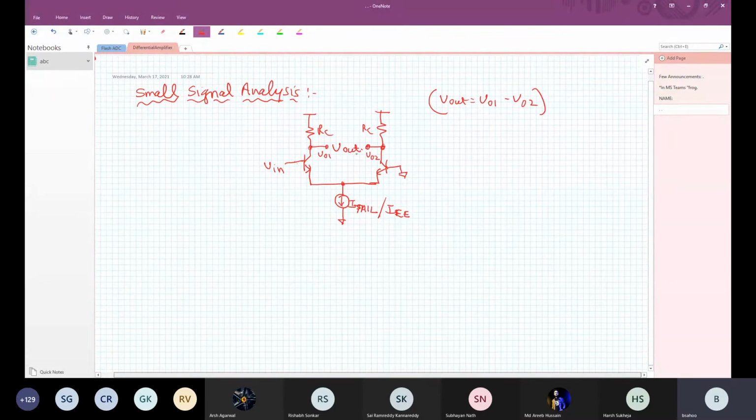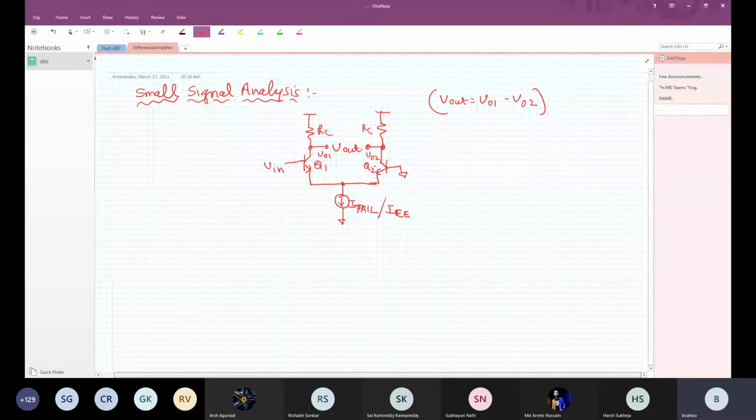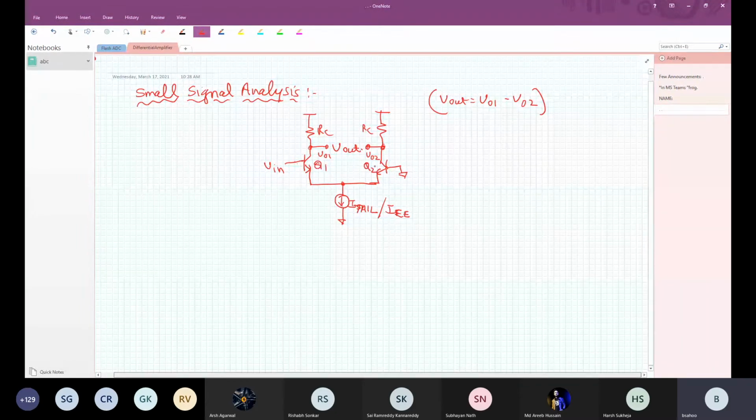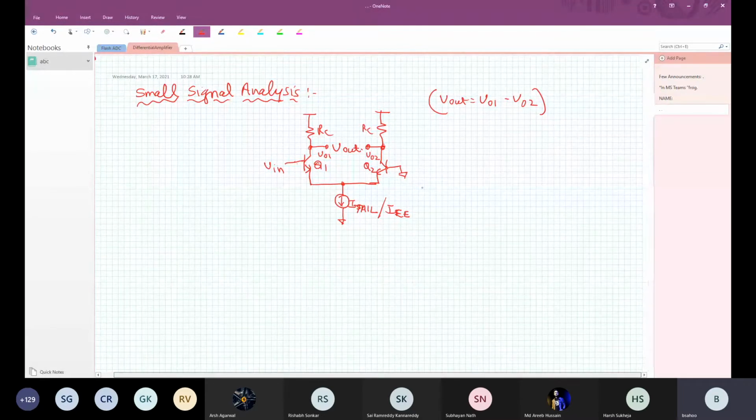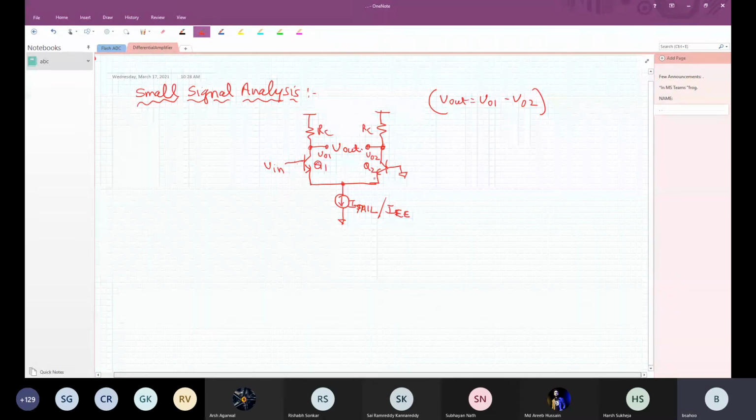How did we find it? This becomes Q1 degenerated with Q2. The resistance looking into the emitter of Q2 is 1 over Gm. So Q1 is an emitter degenerated transistor, degenerated by the emitter resistance of 1 over Gm2 of Q2. Okay, and we found this.